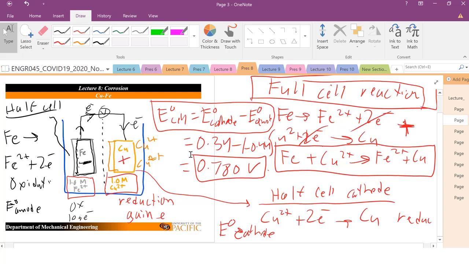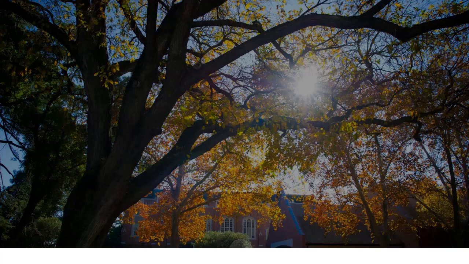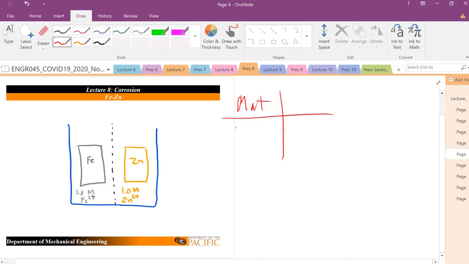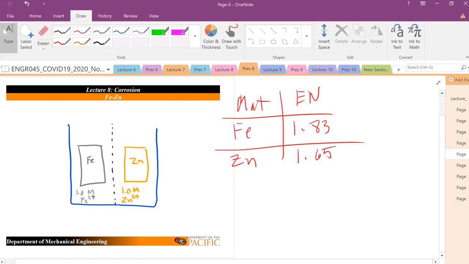So let's go ahead and do another example, and see what material is going to corrode and what material is not going to corrode in this electrochemical cell. Right now we are working with a couple of materials: iron and zinc. What is the electronegativity? Well, we know from last time that for iron it's 1.83. For zinc, if you look up in the periodic table, it is 1.65. And now let's go ahead and proceed.